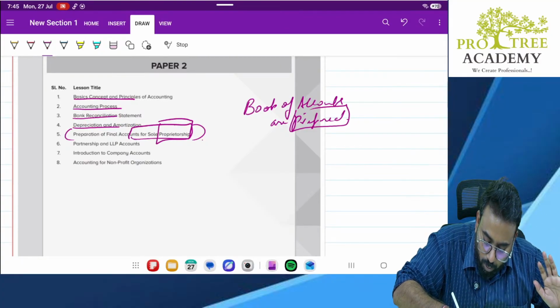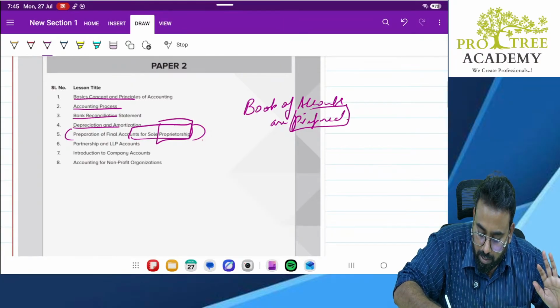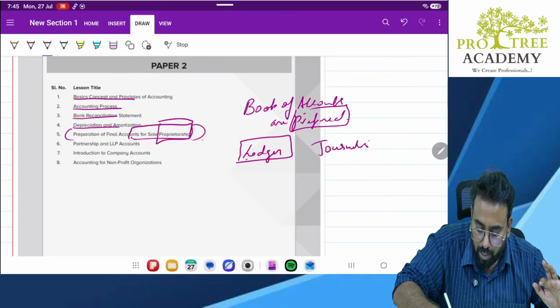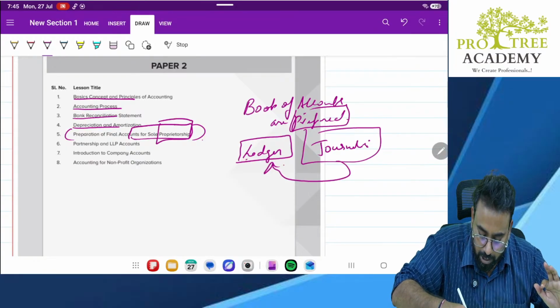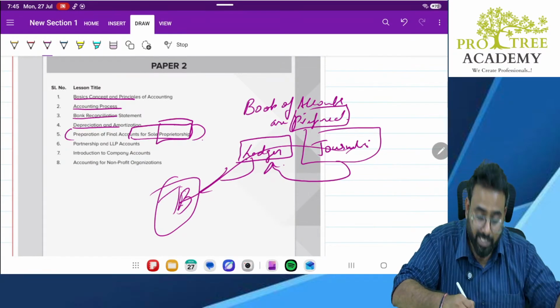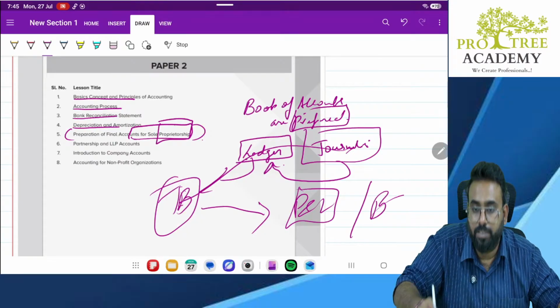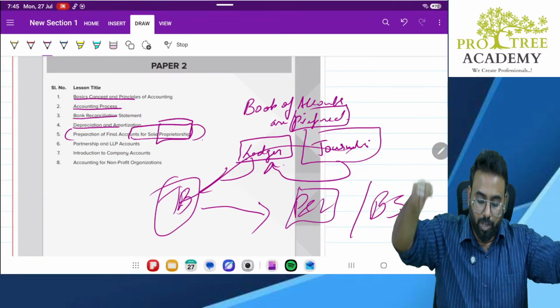Till now you have learned how to pass ledgers, post to ledgers. You have learned journalizing. Once you journalize, you post it to ledger. From ledger, you prepare trial balance. Right? These 3 things have been learned. Now, in this chapter, we are going to learn to prepare P&L and balance sheet. Full circle.